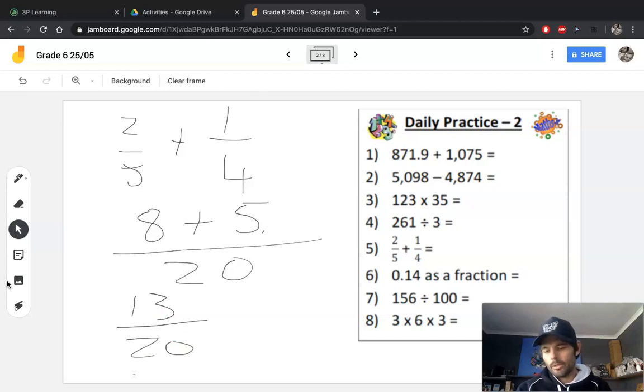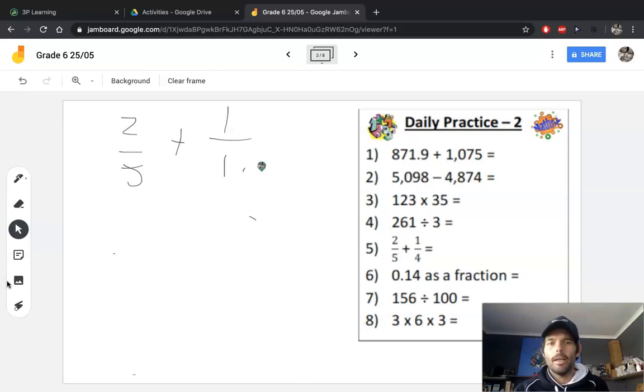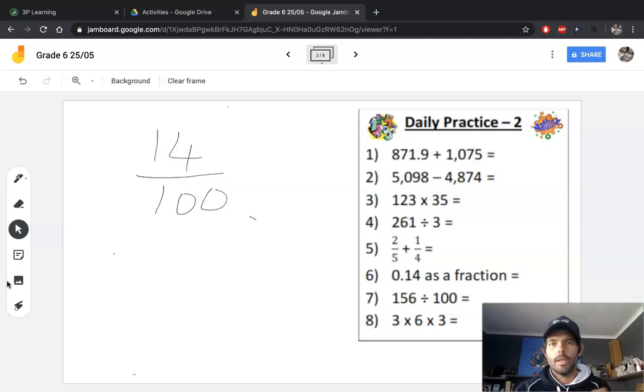Then question 6, to write 0,14 as a fraction. Okay, the first thing you need to identify is 14/100. If you wanted to simplify it, or if the question said in its simplest form, you would have needed to write 7/50.